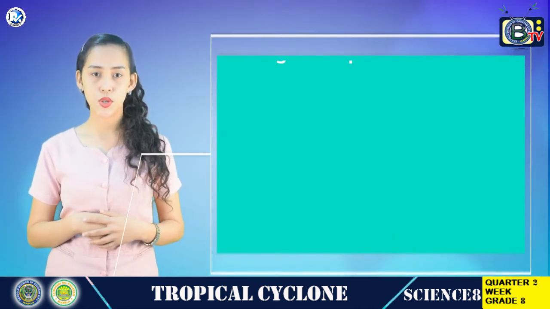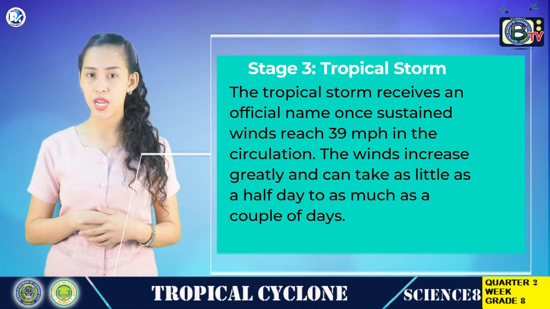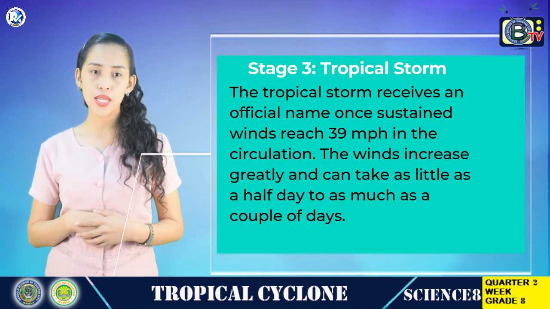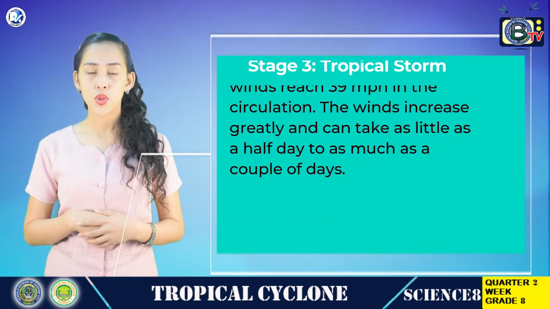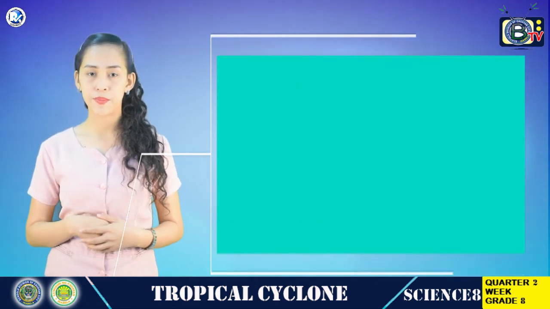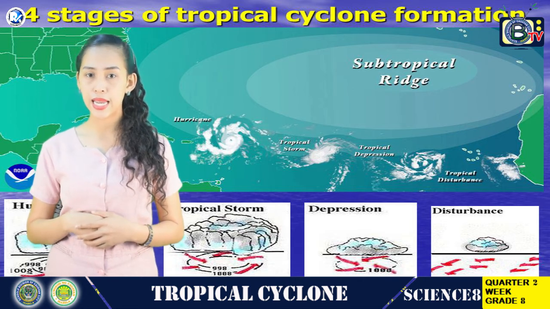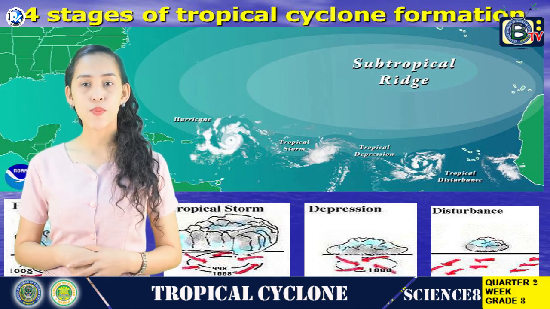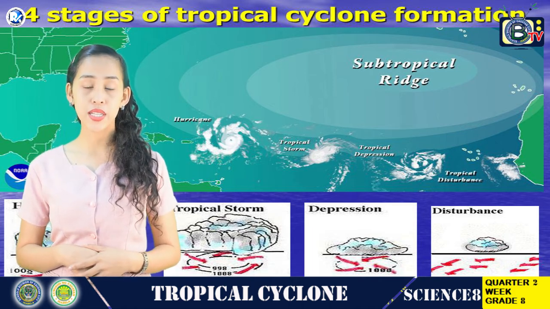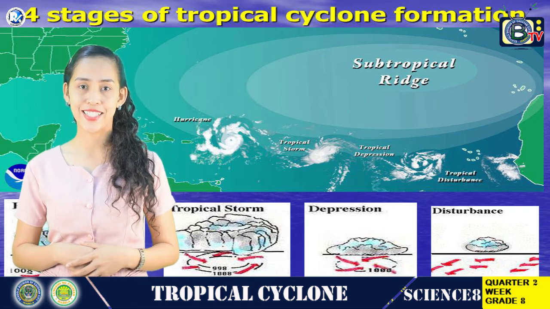Stage 3, tropical storm. The tropical storm receives an official name once sustained winds reach 39 mph in the circulation. The winds increase greatly and this can take as little as half a day to as much as a couple of days. It has better organized thunderstorms, and when viewed in a satellite, it usually shows a recognizable pattern of rotation. It has more concentrated convection near the center with outer organized rainfall in distinct bands.